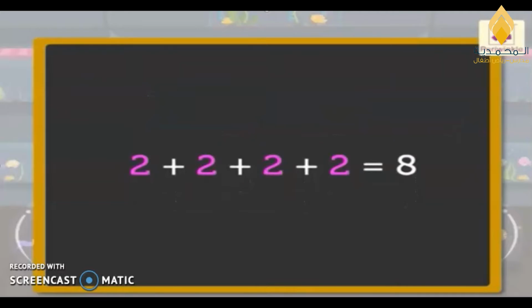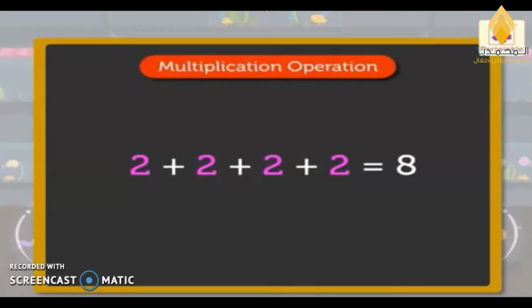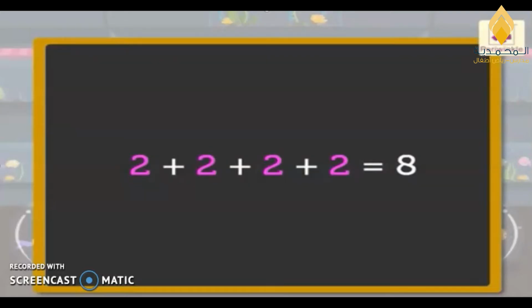As you can see, this is the multiplication operation, because the repeated addition is also the same as the multiplication operation. Let's learn what it is. What's the meaning of multiplication operation?